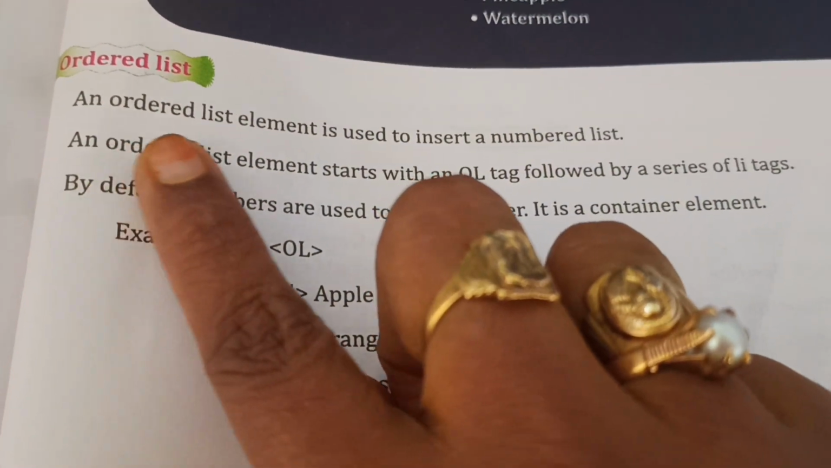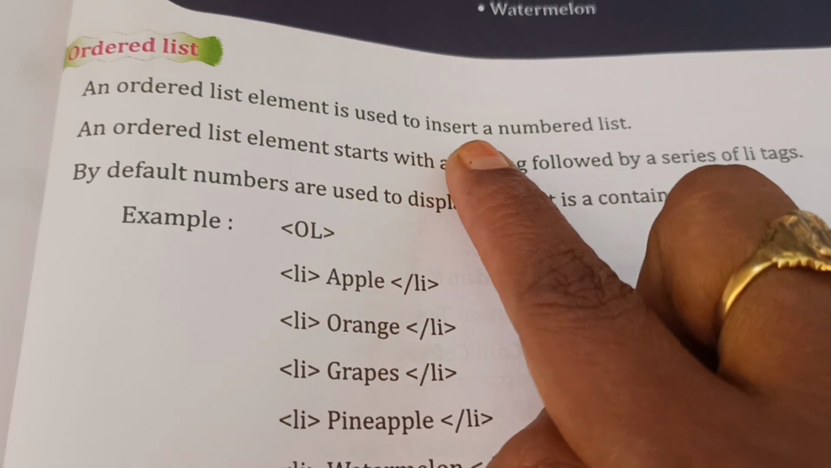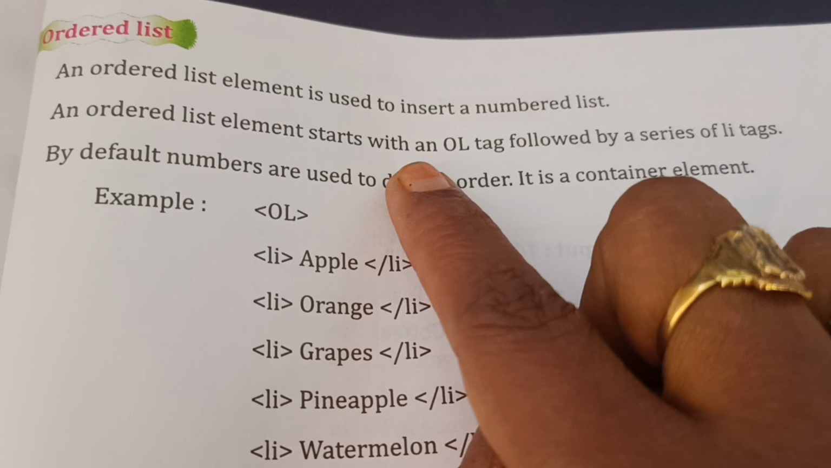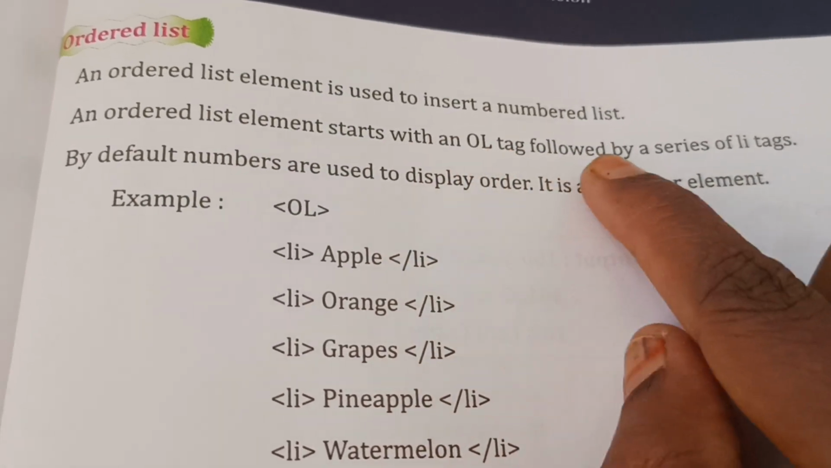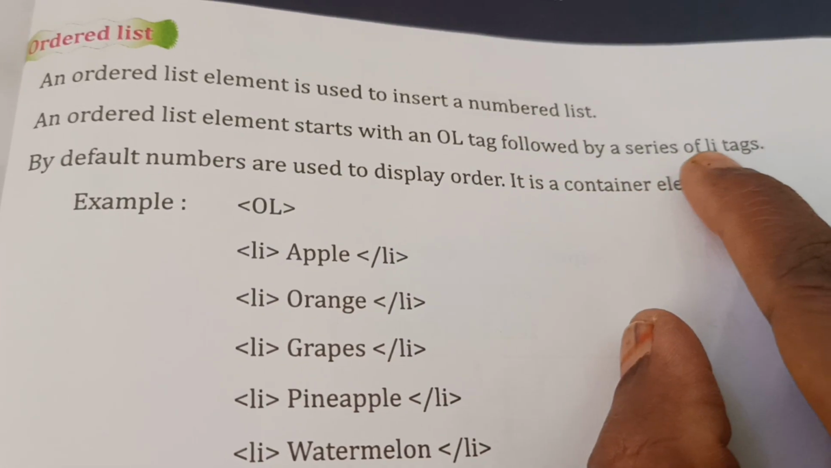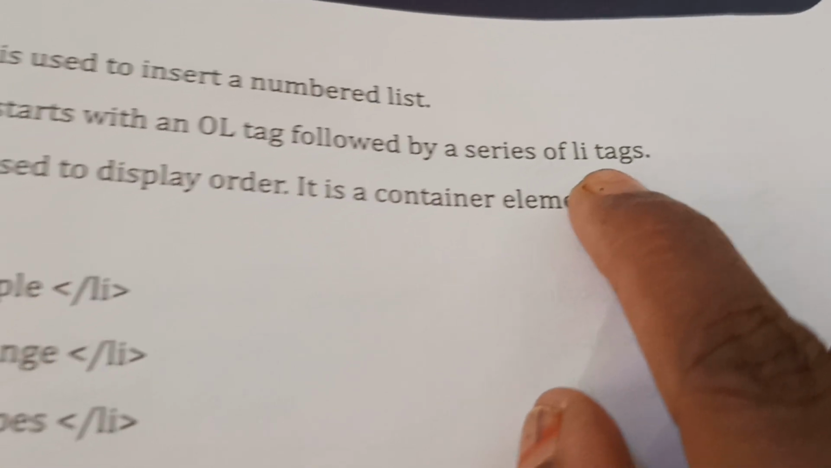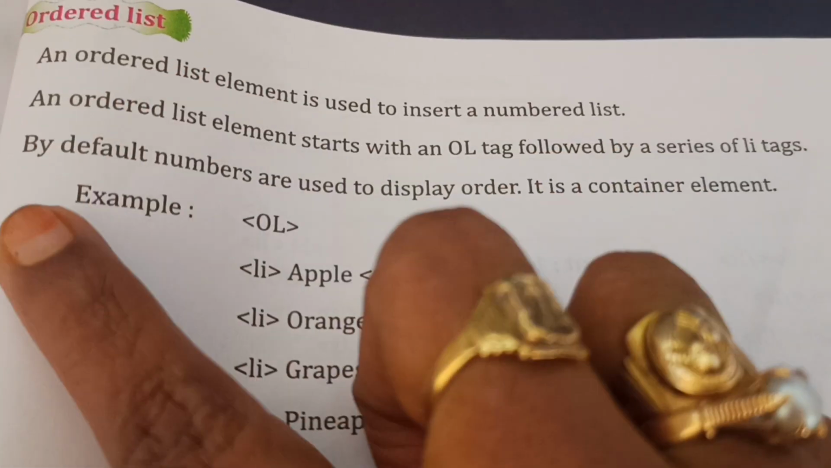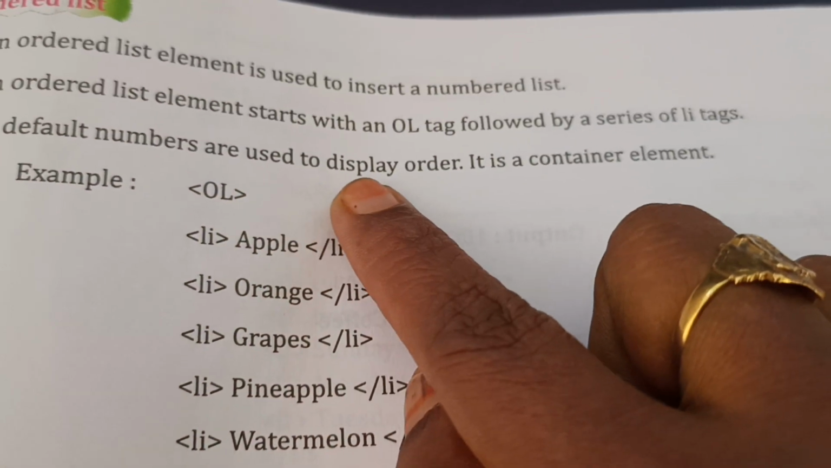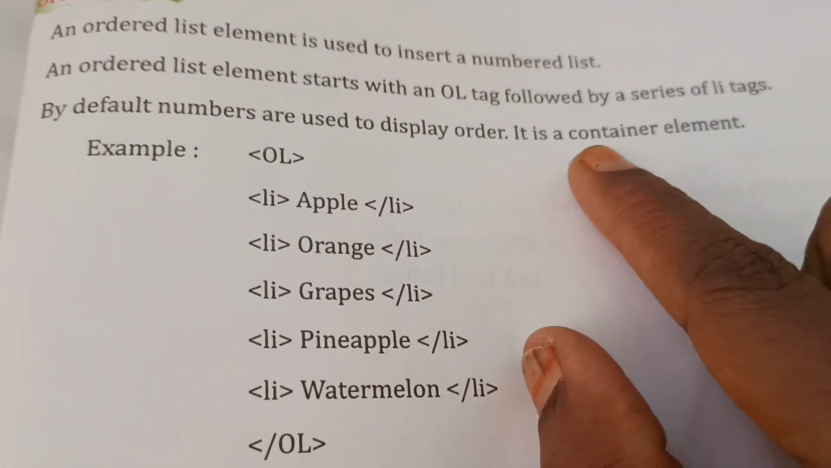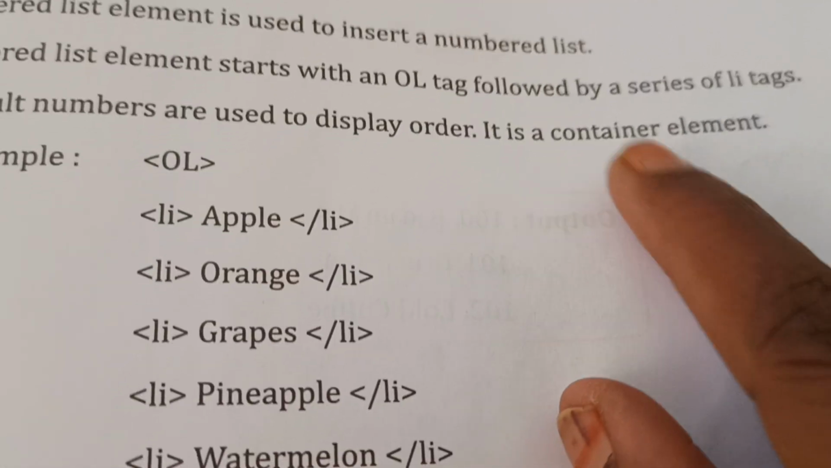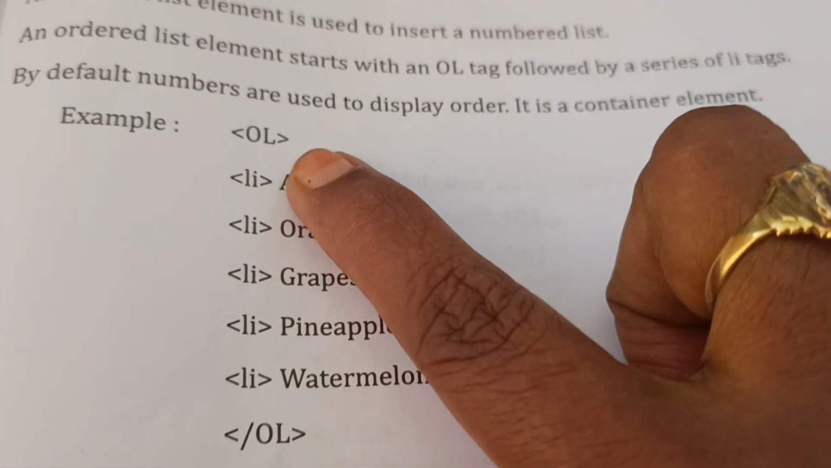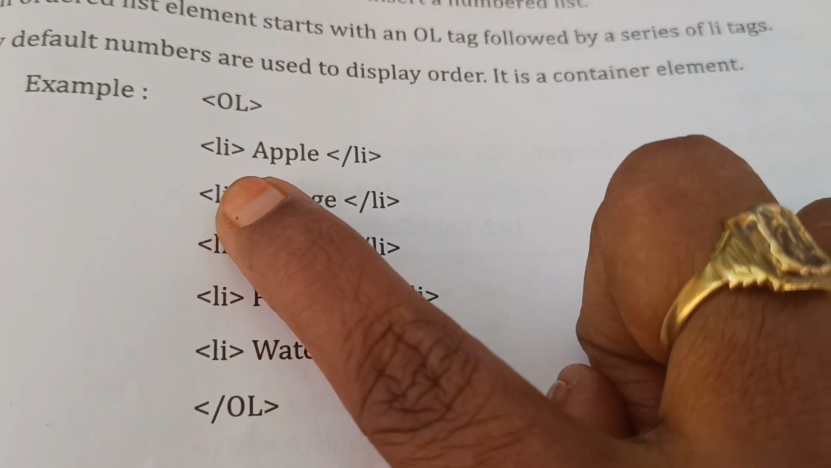Understand? The ordered list element is used to insert a numbered list. An ordered list element starts with the OL tag, formed by a series of LI tags. LI means list item. By default, numbers are used to display order. It is a container element. Observe this example. OL means ordered list, LI means list item.